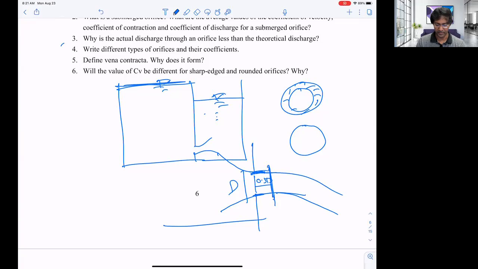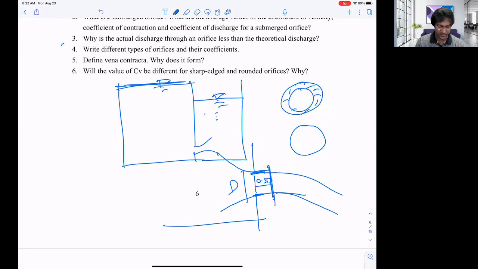So that is called vena contracta, where the cross-sectional area of the jet is minimum, and that area is located at a distance of 0.5 times the diameter of the opening. Okay, so that is that.